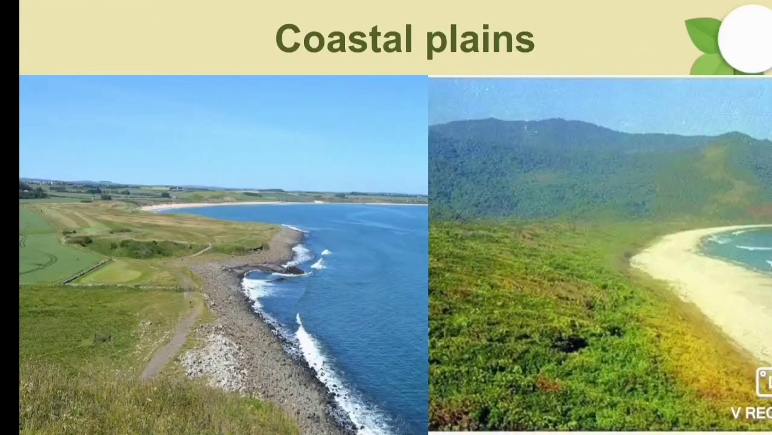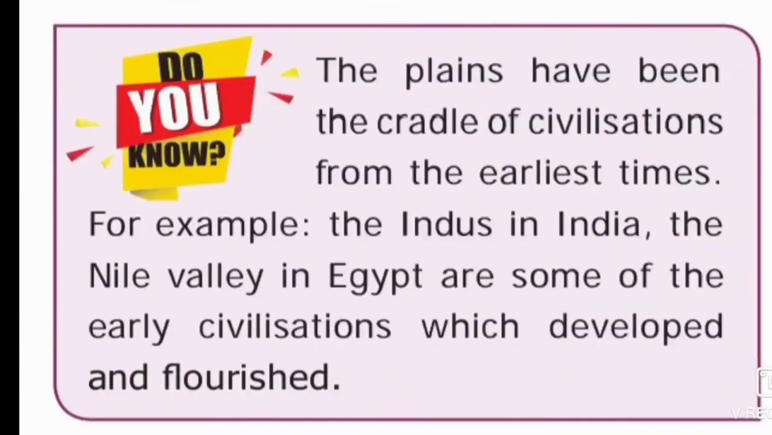Next is coastal plains. The coastal plains are the low-lying lands adjacent to oceans and seas, which means the nearest low-lying lands of oceans and seas are called coastal plains. Students, the plains have been the cradle of civilizations from the earliest times. For example, the Indus in India and the Nile Valley in Egypt are some of the early civilizations which developed and flourished.